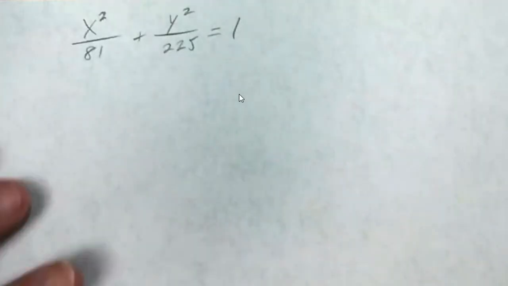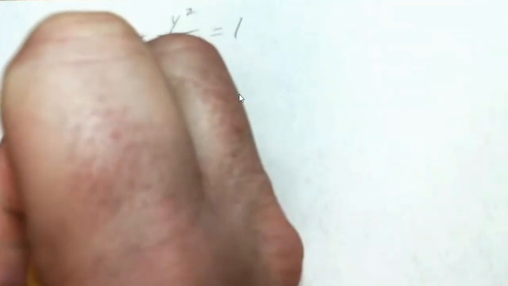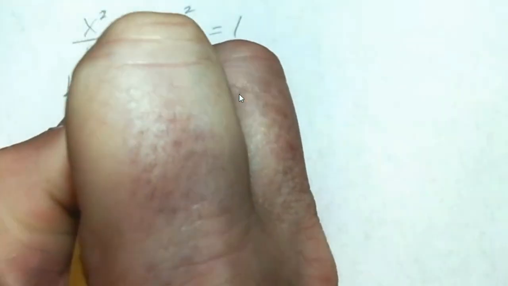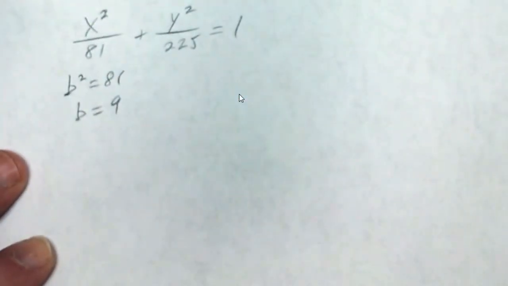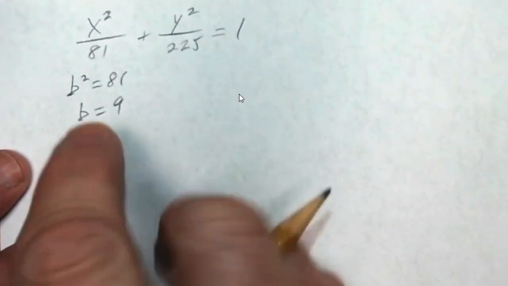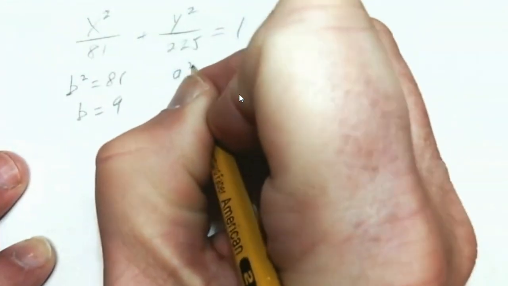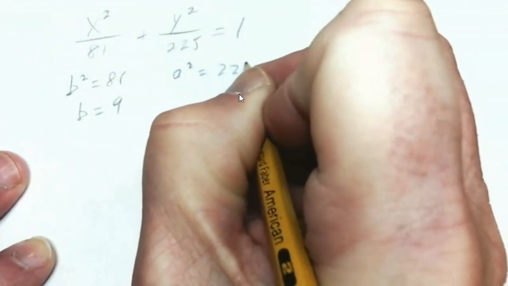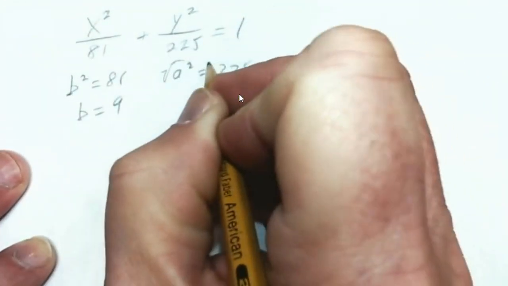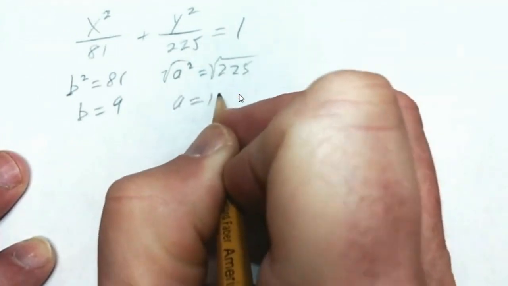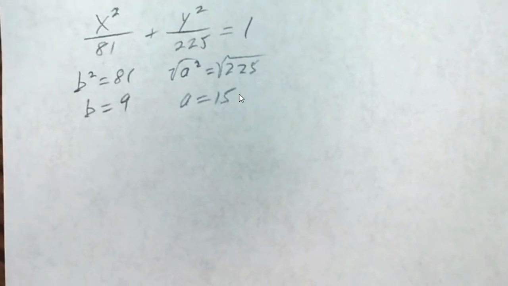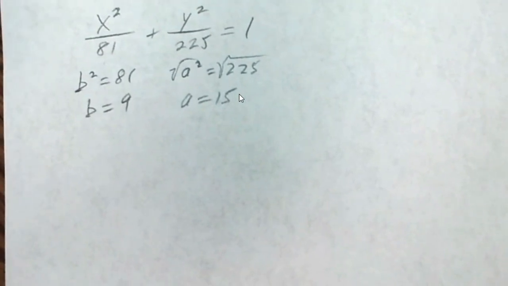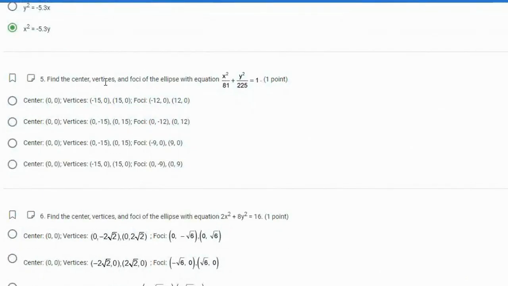Let's find that first. Since this is b squared equals 81, b equals 9. And since we're talking about distances, we just use the positive one. a squared equals 225. So the square root of both sides, a equals 15, because 15 times 15 is 225. So now we know a and b, and they want us to find the center, the vertices, and the foci.